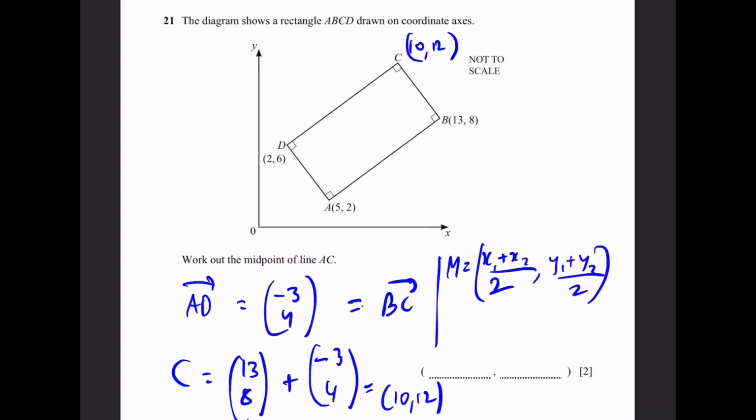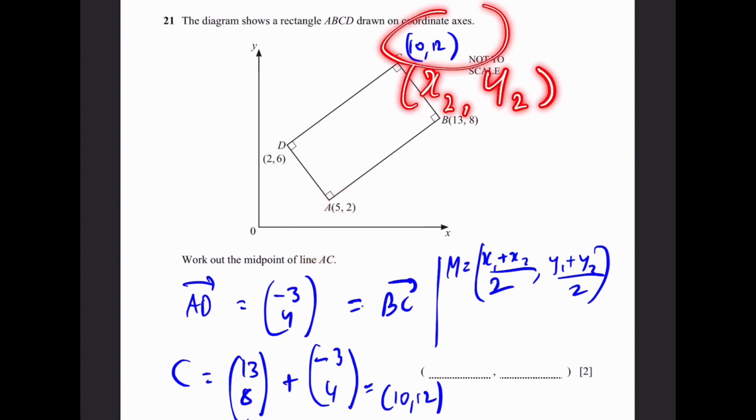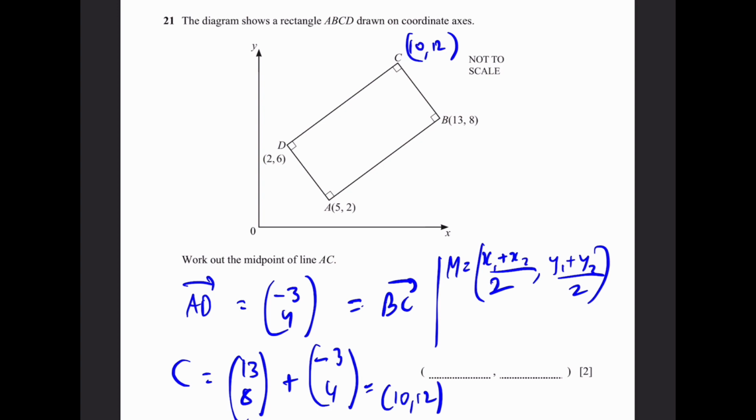So in this case, we need to find the midpoint of the line AC, right? So the A point is 5, 2, and the C point is 10, 12. Now using this formula, we have x1, y1 right here, which is 5, 2, and x2, y2 over here, 10, 12. So we can add these up.